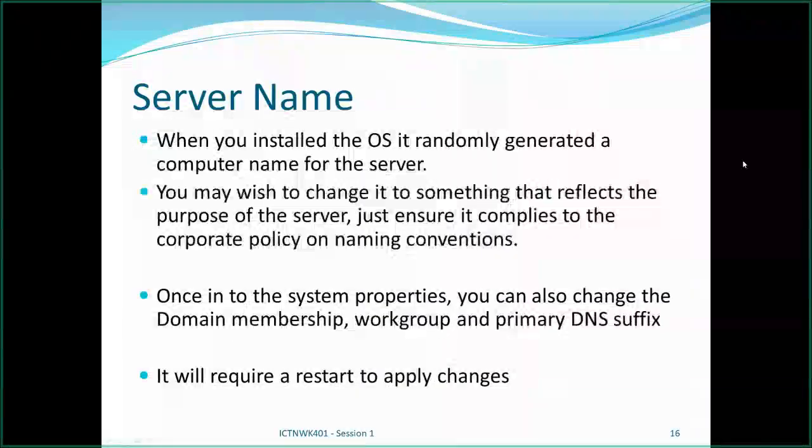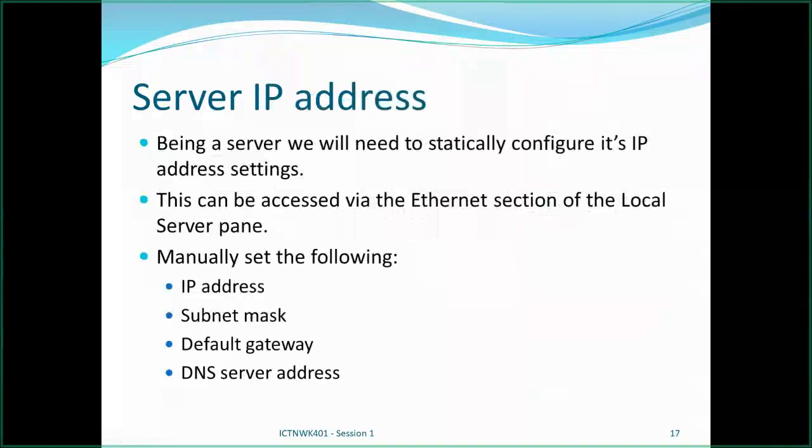We will then need to set up the server IP address. So being a server, we should manually set the IP. We shouldn't have it just randomly changing. Why would we want to have a static address on a server? So services can be found, basically. Okay, so this can be accessed via the Ethernet section in the local server pane.